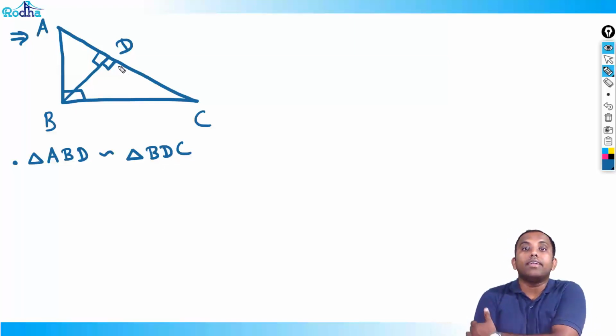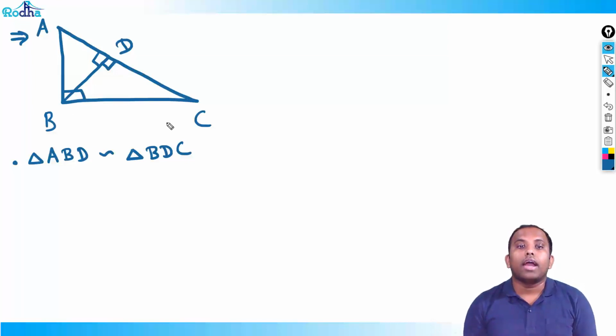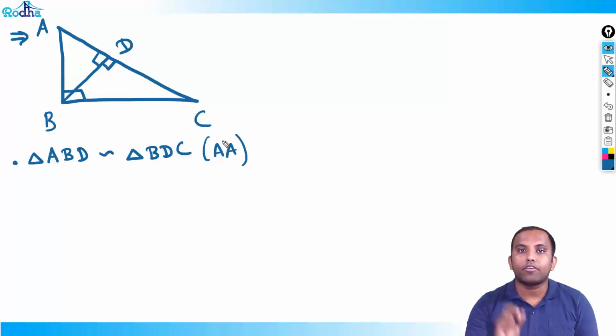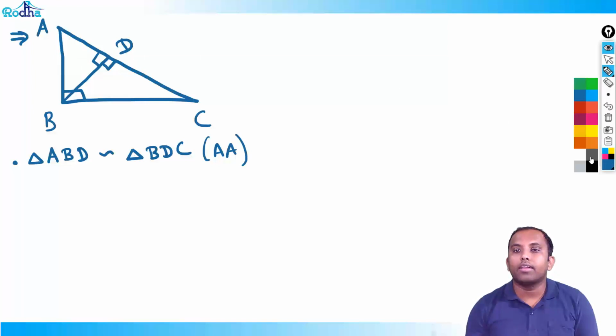Now I can't say it yet because I need at least AA to prove it, right? But here AA means what? Two angles have to be equal, right? But in comparing these two triangles, only one angle seems to be equal. That is, this is 90 in this triangle, this is 90 in this triangle, and nothing else.